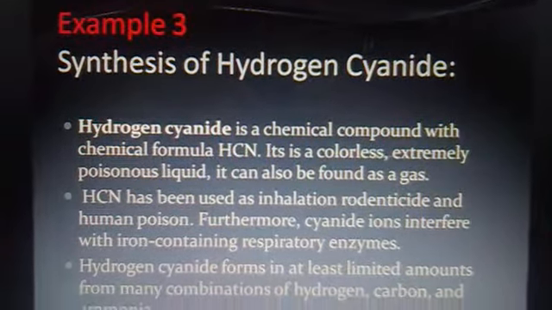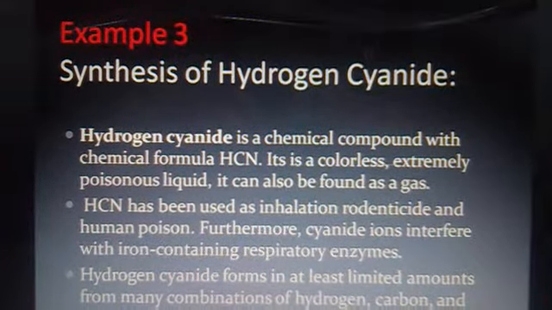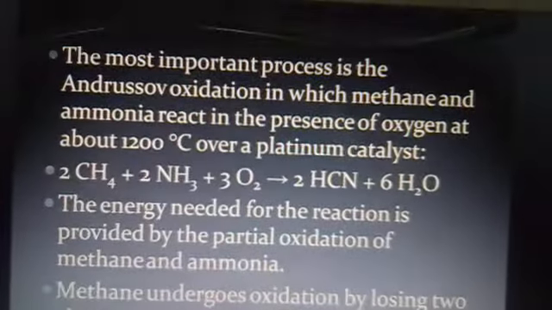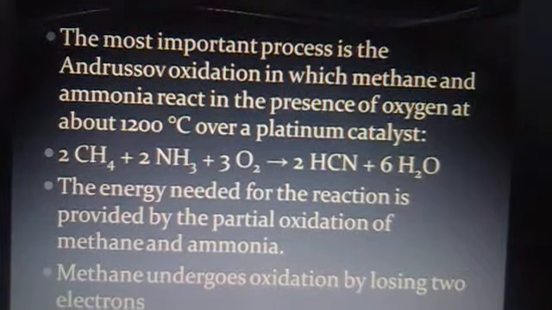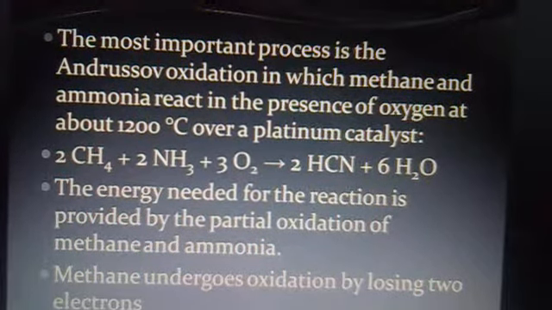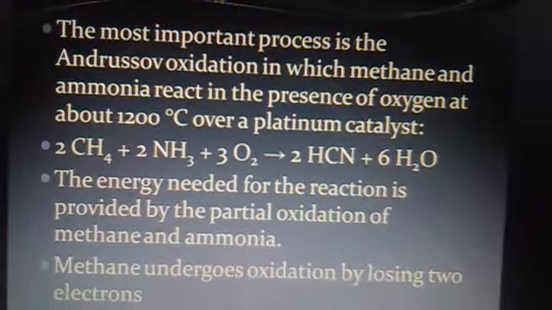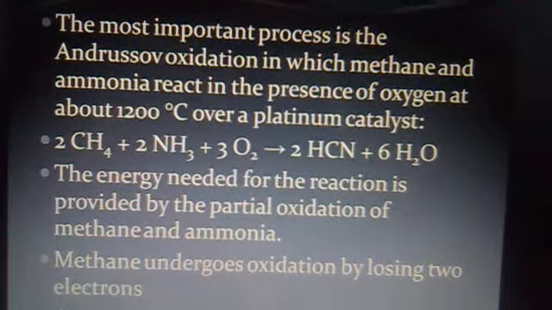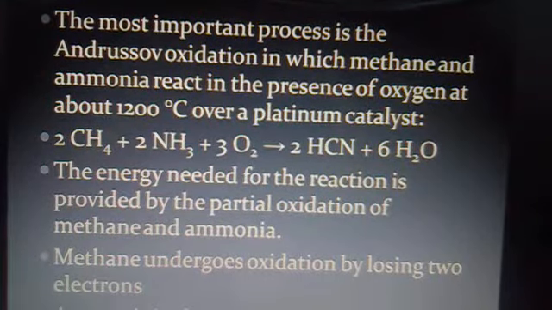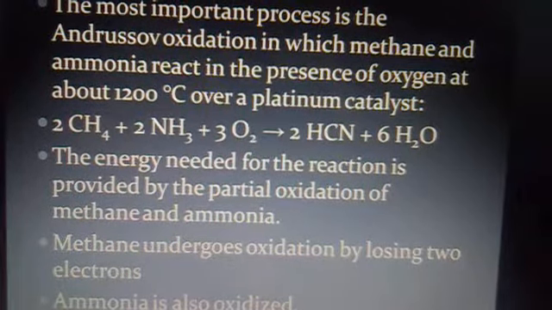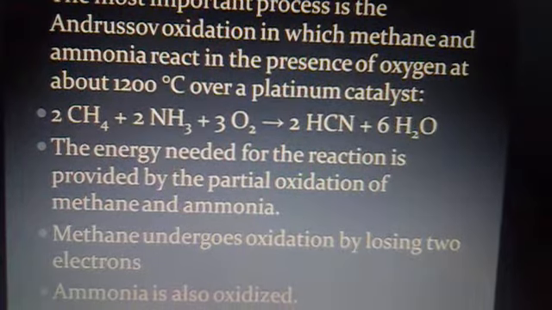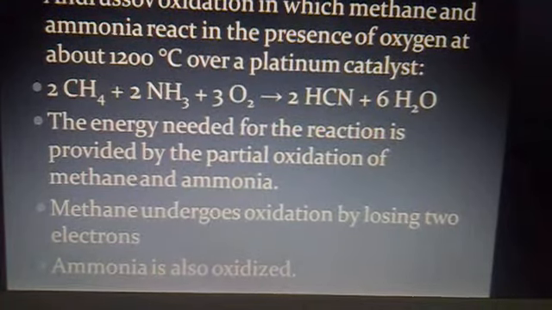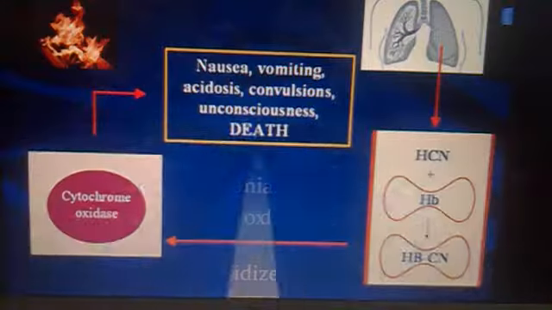Hydrogen cyanide forms in at least limited amounts from many combinations of hydrogen, carbon, and ammonia. The most important process is the Andrussow oxidation, in which methane and ammonia react in the presence of oxygen at about 1200 degrees Celsius over a platinum catalyst. The energy needed for the reaction is provided by the partial oxidation of methane and ammonia, as shown in the equation above. Methane undergoes oxidation by losing 2 electrons, and ammonia is also oxidized.